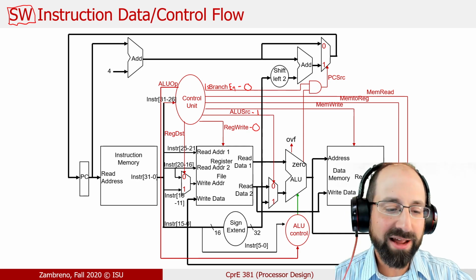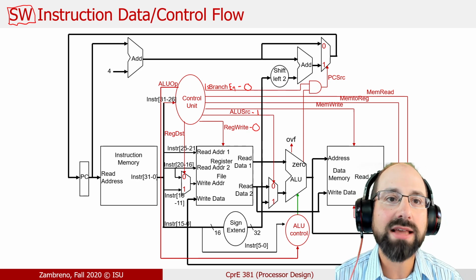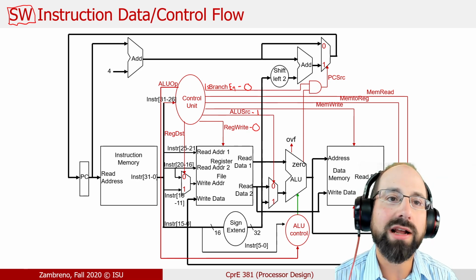Again, just because 5 people in a row have said 1 doesn't mean it's correct, but I understand that you would feel that would be the case. And you are correct in this case. It is a 1 for ALU source.